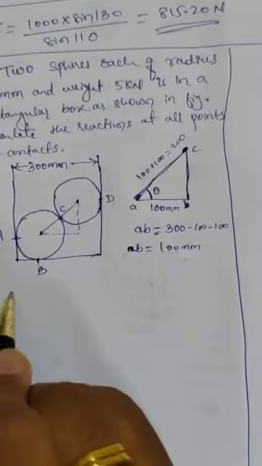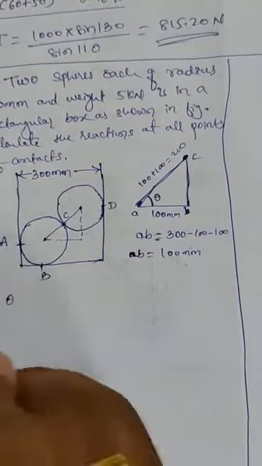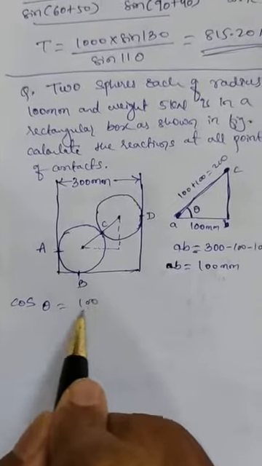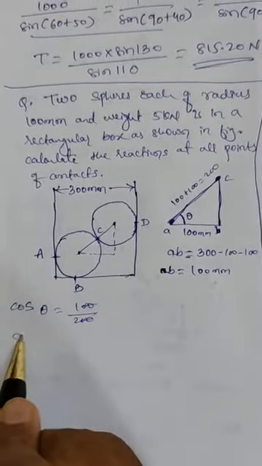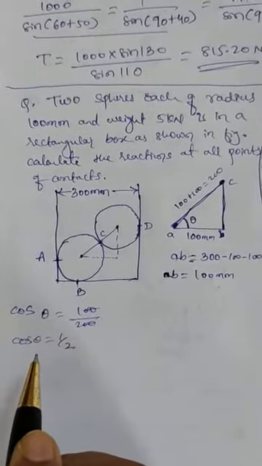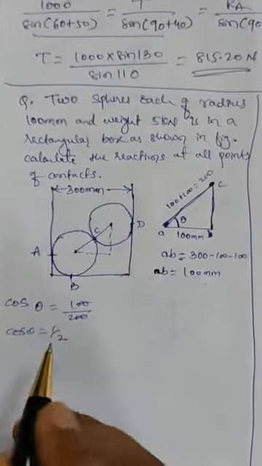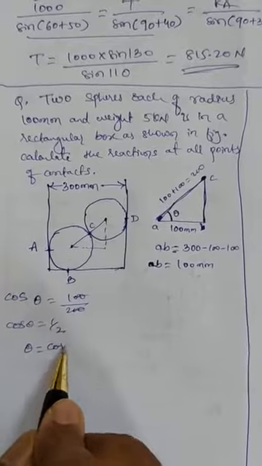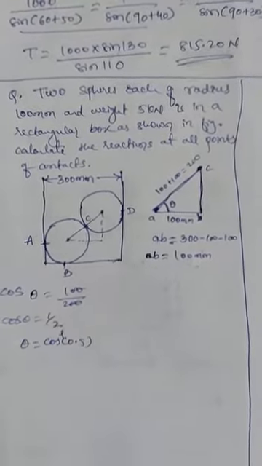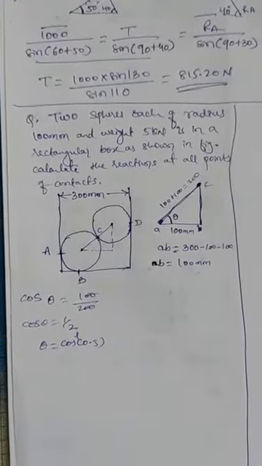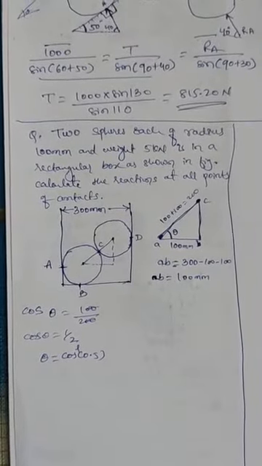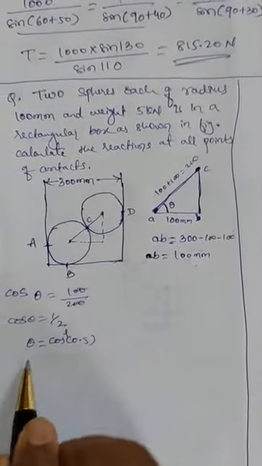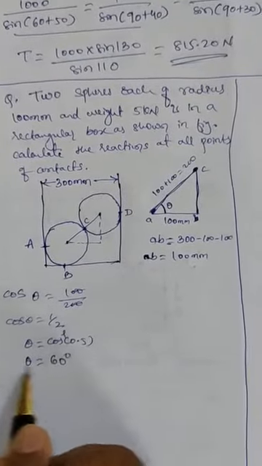Now we can easily calculate theta. Cos theta is equal to base by hypotenuse, which is 100 by 200, or cos theta is equal to 1 by 2. So theta is cos inverse of 0.5. Work out and tell me what is the cos inverse of 0.5. Theta is equal to 60 degrees. This is the angle.